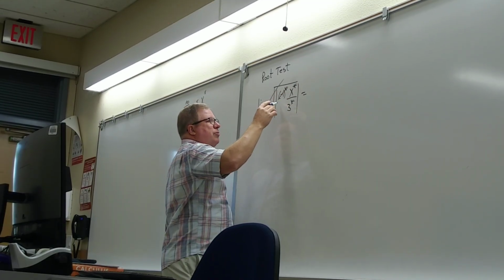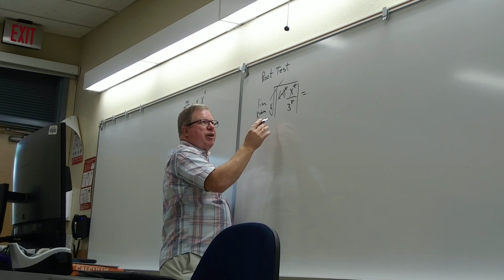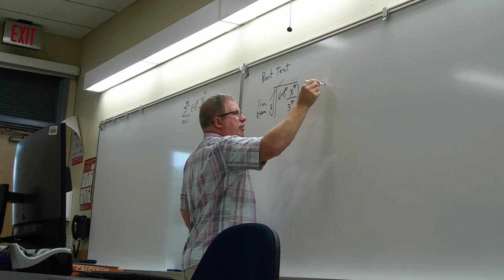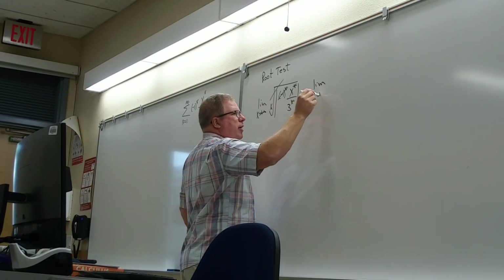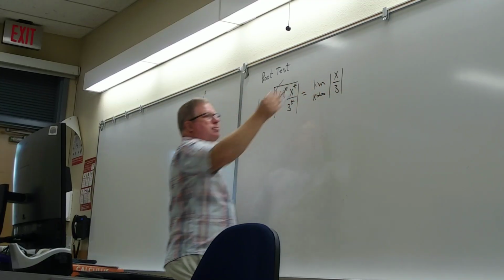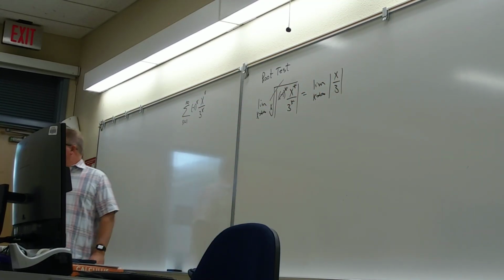Now, I didn't say we could get rid of the absolute value, I only said we could get rid of the -1. We still need the absolute value, and the reason why is because it's possible x could be negative.